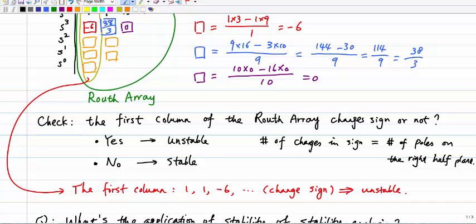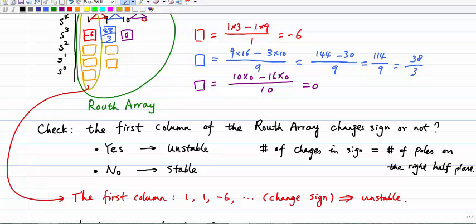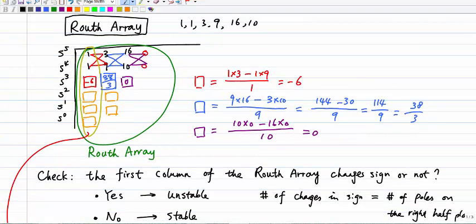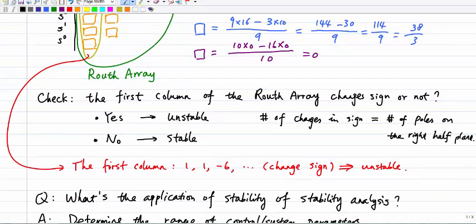So generally speaking, if you only check the stability of the system, we only have to check if the first column of the Routh array changes sign or not. So I don't have to compute all the rows as long as I figure out this negative number. I already see the first column here, 1, 0, 1, doesn't change sign, but from 1 to negative 6 it changes sign, so it's not stable, because it changed sign.